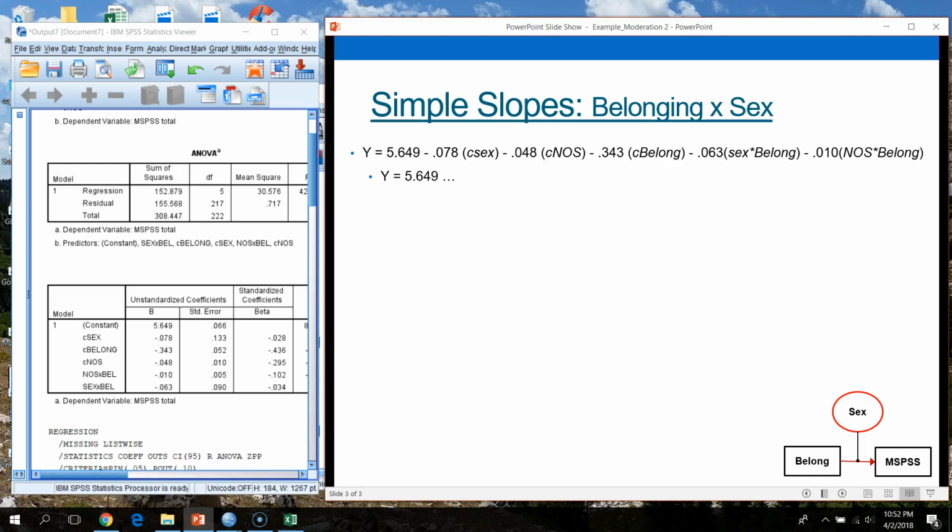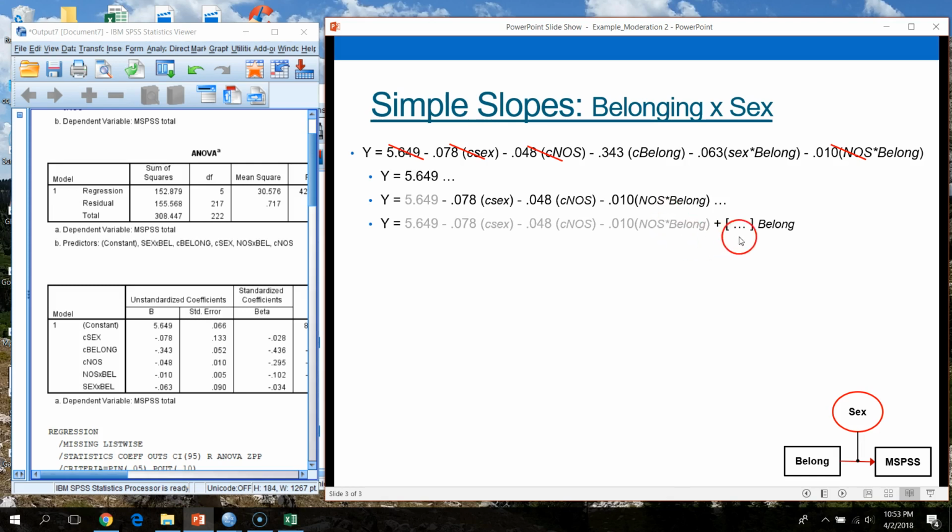So I'm going to take the same approach. I'm going to pull down my intercept, and then I'm going to gather up all my terms that don't directly impact the conditional effect of belongingness and the sex by belongingness interaction. So I've added in my coefficient for participant gender, for NOS, and then my interaction term that doesn't involve the effect I'm interested in. I'm going to pull that down, so we've got those terms taken care of.